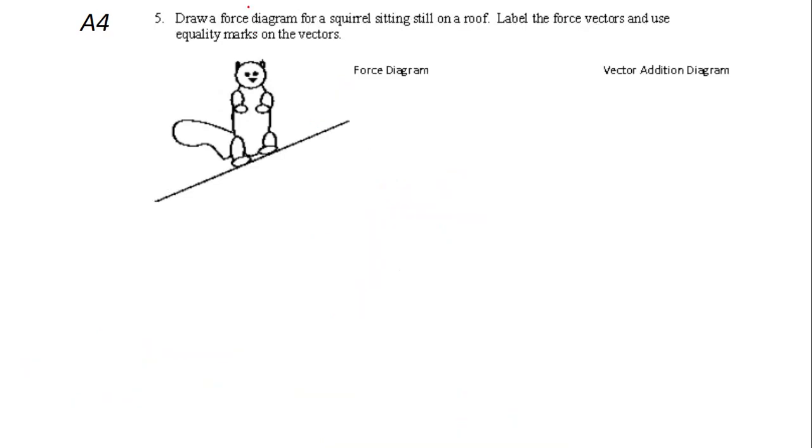And question 4, draw a force diagram for the squirrel sitting on the roof. So he's not moving. Net force is 0. That symbol means net force equals 0. Force diagram. First of all, we always identify the system. Force of gravity on squirrel by Earth. The normal force is always perpendicular to the surface.